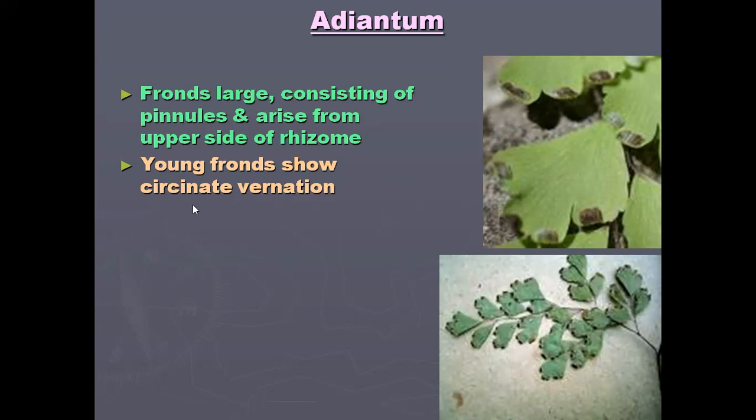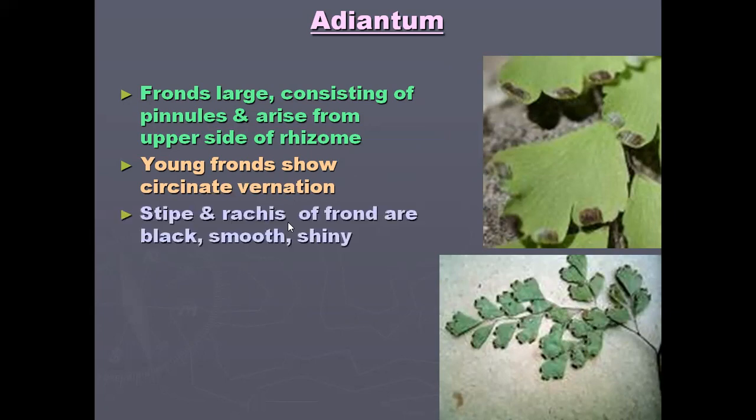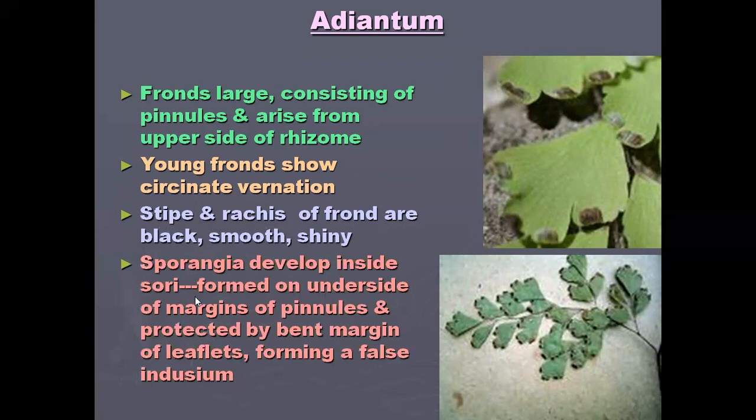Young leaves show circinate vernation. These young leaves are also called fiddleheads. It shows circinate vernation because they are very delicate and they do not have the power to produce the spores. As they grow and they become stronger, then that coiling or that vernation opens up. I'll show you this image of a circinate vernation situation. The stipe and rachis of the frond are black and smooth and shiny. Thus, it is known as the maiden hair.